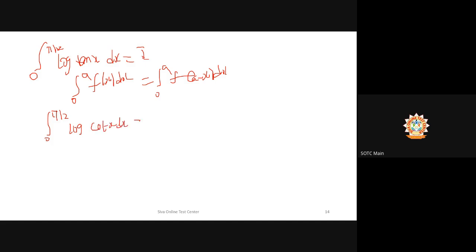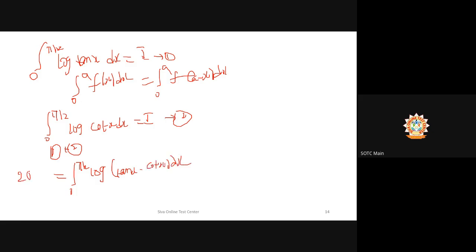So now this is your I, this is also I. Let us suppose this is equation 2, this is equation 1. If you do 1 plus 2, what will become? Integration of 0 to pi by 2 log tan x plus log cot x. What is log a plus log b? That is log ab, right? So we can write log of tan x into cot x dx. This is 2I, I plus I, right? So now what is tan x into cot x? 1. So what is log 1?